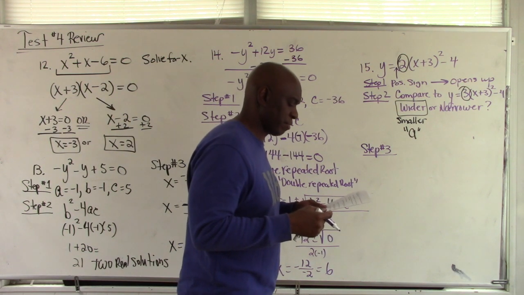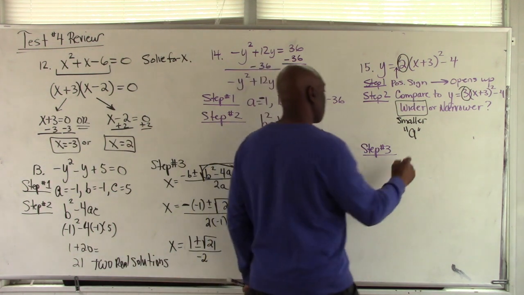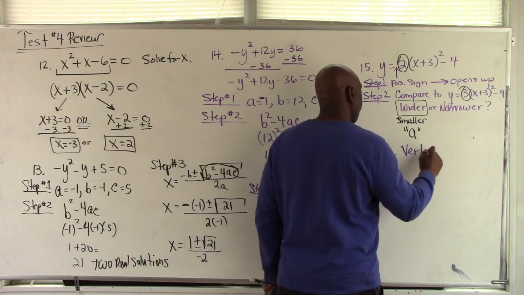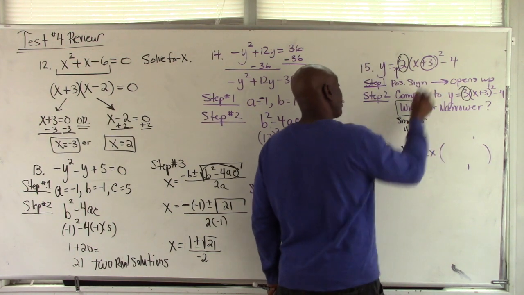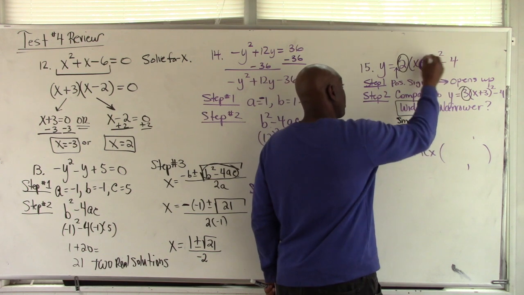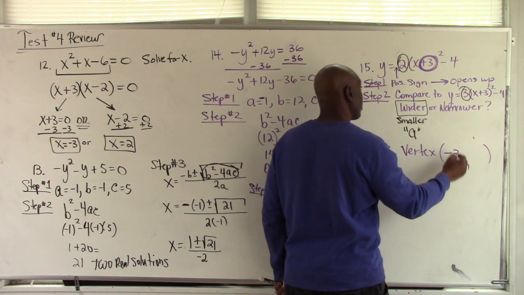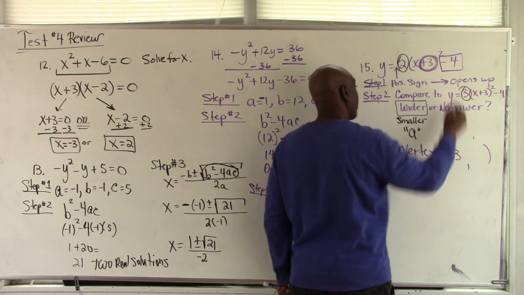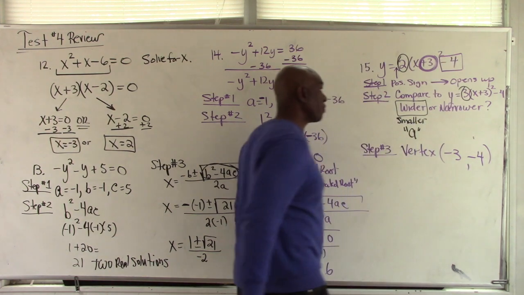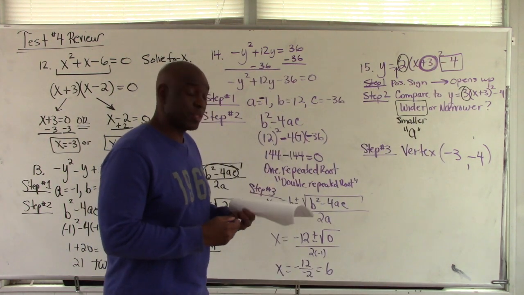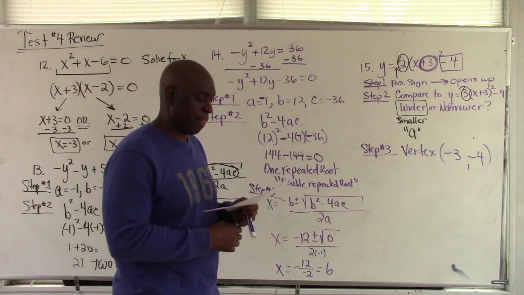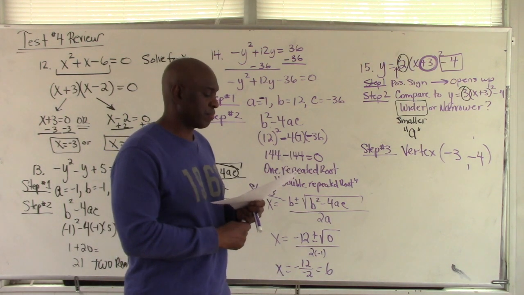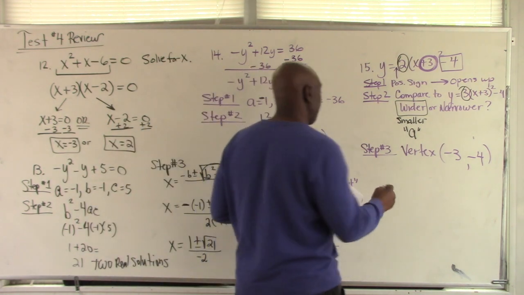Step 3. Find the vertex. Okay, what's the vertex? Well, the vertex is this number right here, but it's the opposite of this number. What's the opposite of plus 3? Minus 3. And this number here, minus 4. That's it for the vertex. The vertex is -3, -4. All right? Now determine two additional points. That's step 4.